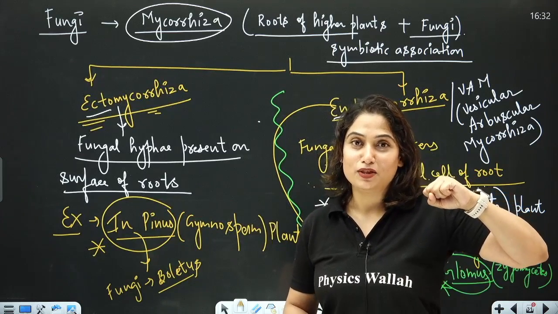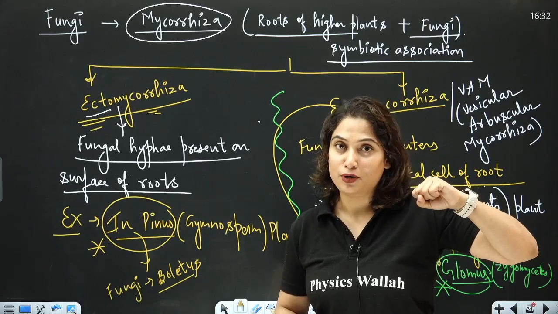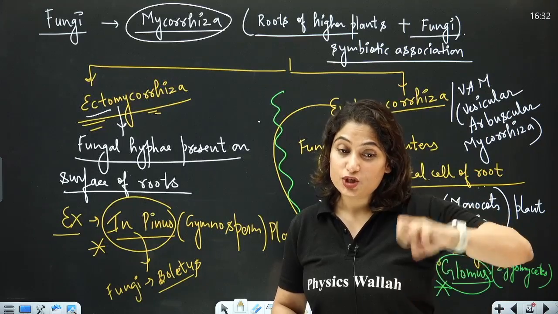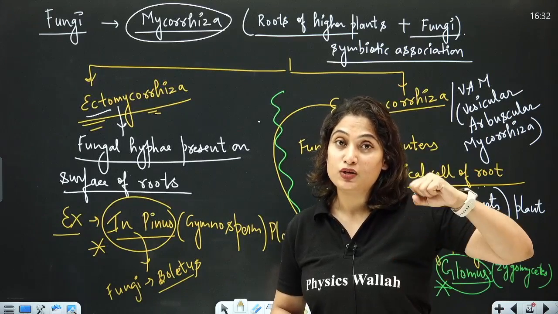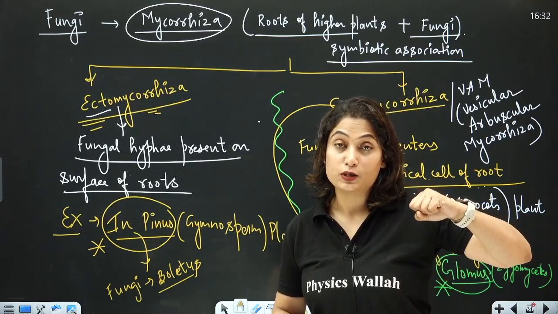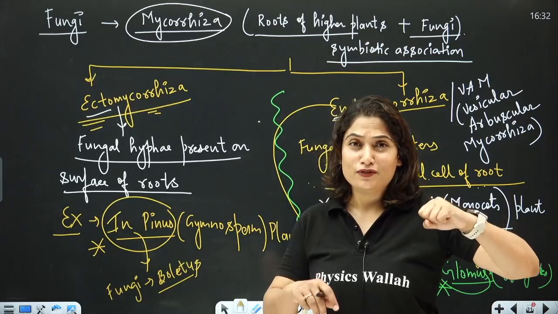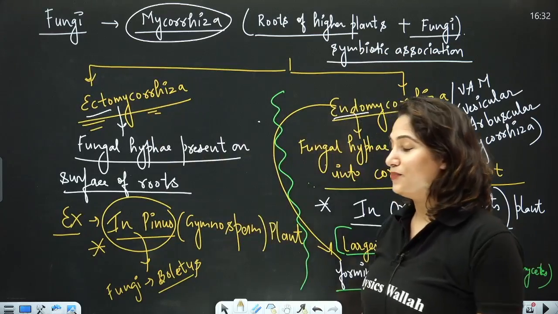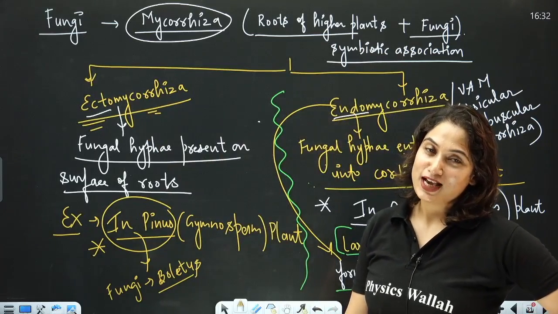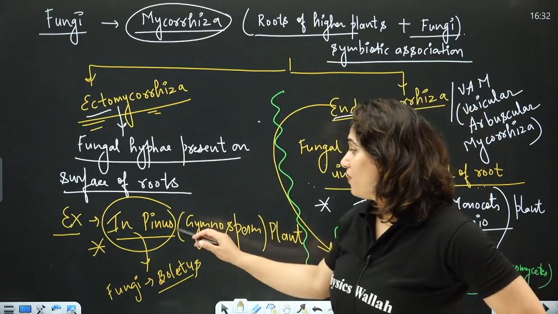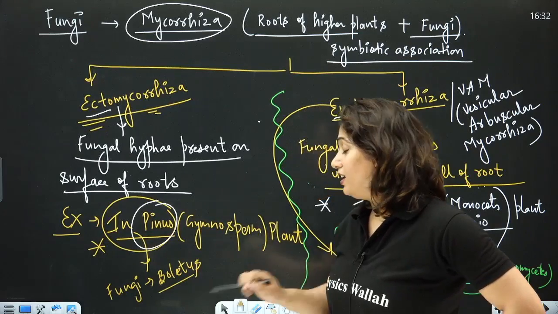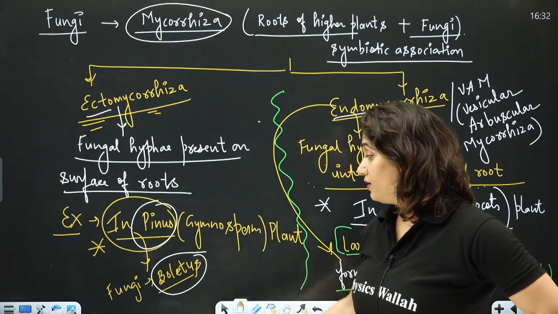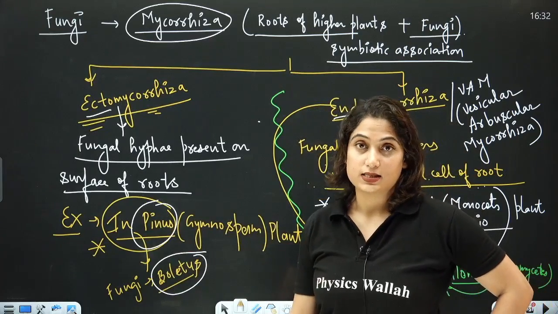How are they helping the plant, the fungi? It is helping the plant by efficiently absorbing minerals like nitrogen, phosphorus, potassium from the soil. If the fungi is present only on the surface, this is ectomycorrhiza. And ectomycorrhiza is found in the gymnosperm Pinus. This is very, very important. And the fungi which gets associated with Pinus is Boletus.